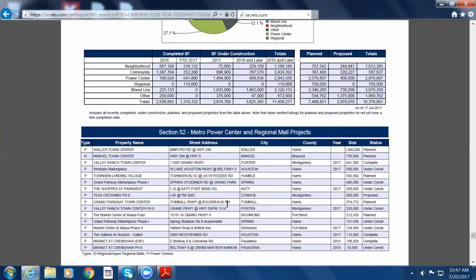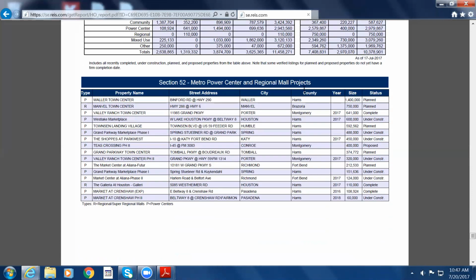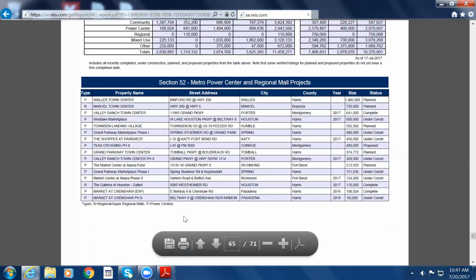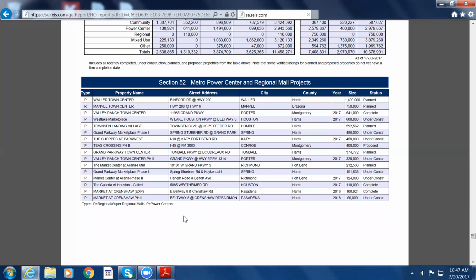And then if you just wanted a quick breakout, here are all those power center and regional malls that we would be tracking in that pipeline. So again, just with retail, giving you that full perspective of neighborhood and community shopping centers. And this report is exclusively dedicated to power centers and regional malls. Yeah, it seems very busy here.